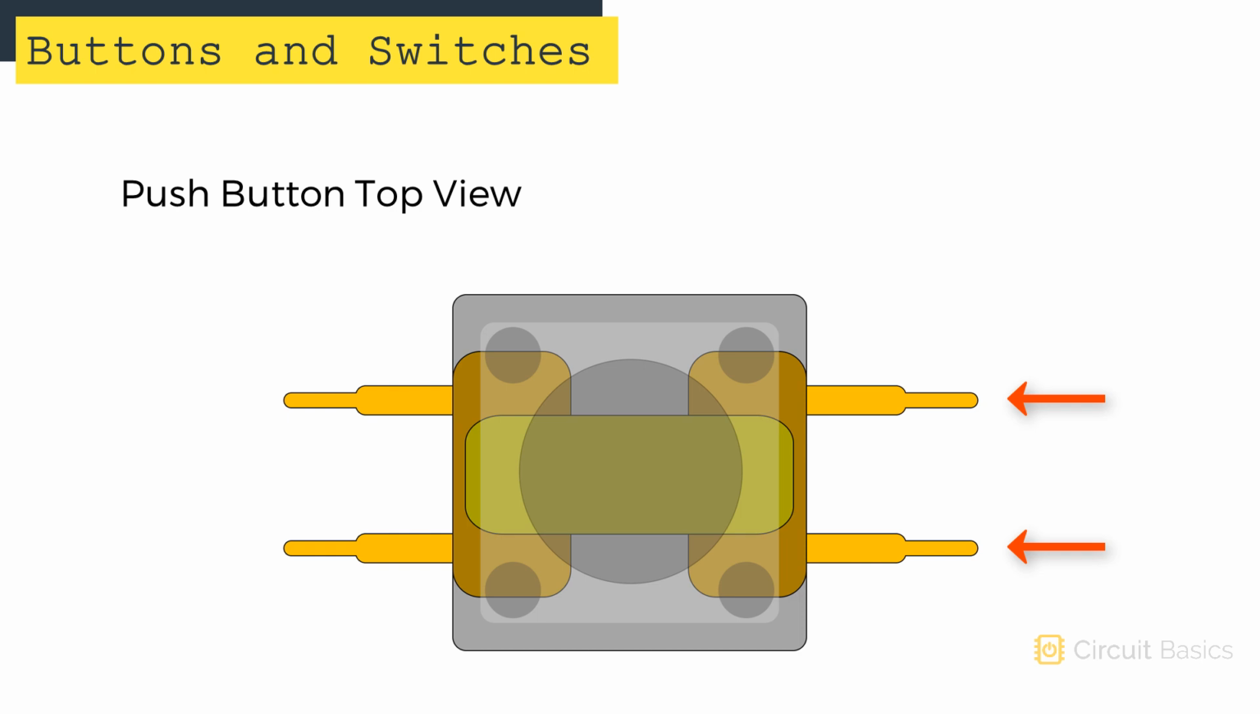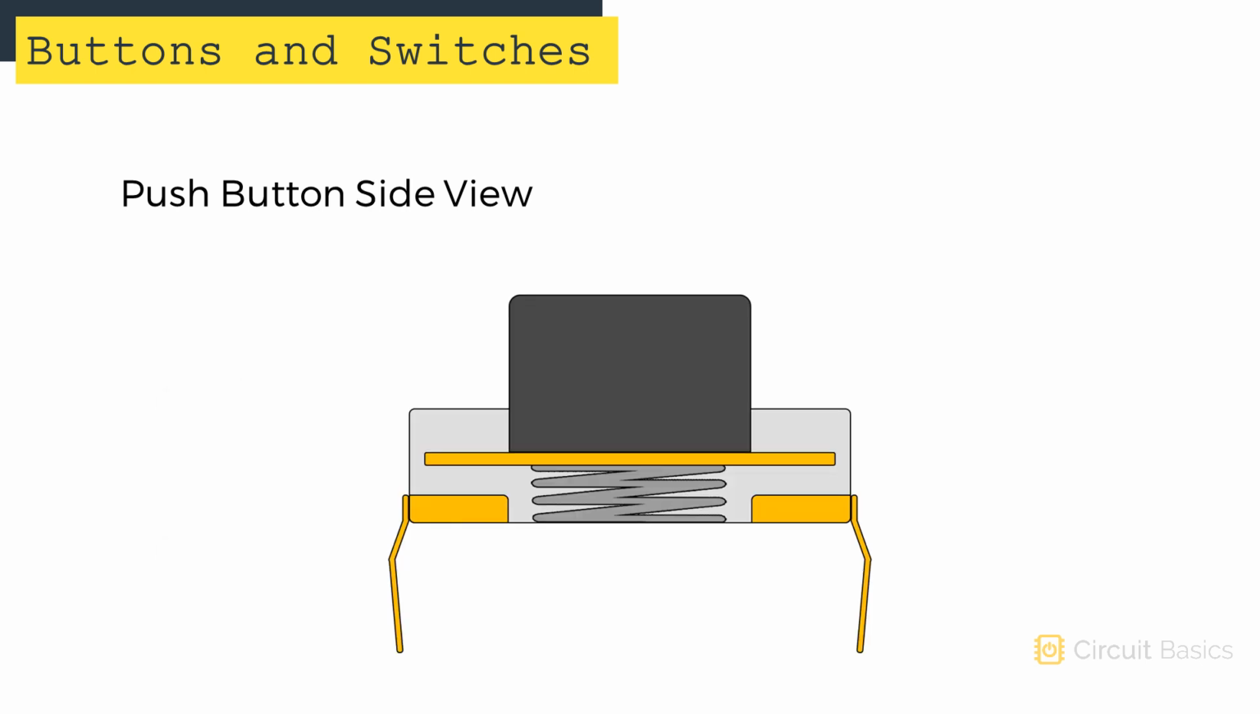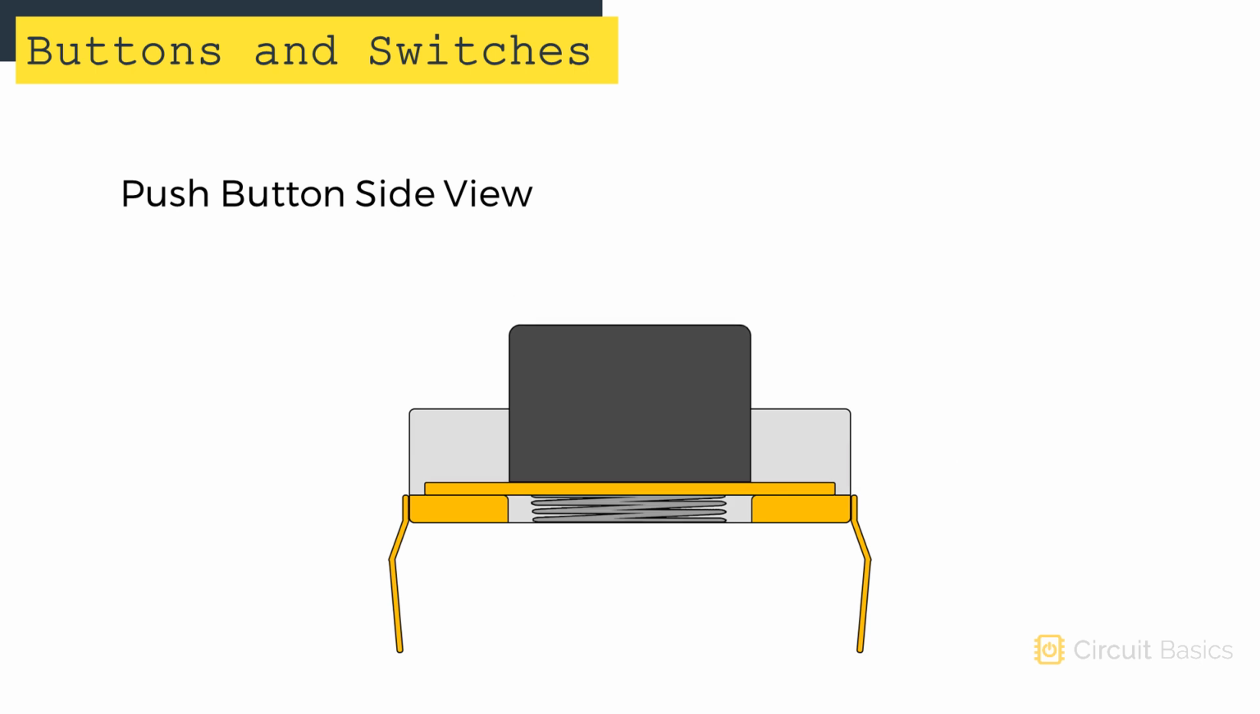The two pins on this side of the button are electrically connected, and the two pins on this side are electrically connected too. The button has an electrically conductive material like copper attached to it. When you press down on the button, the circuit becomes closed between the pins on each side, and current is allowed to flow between them.